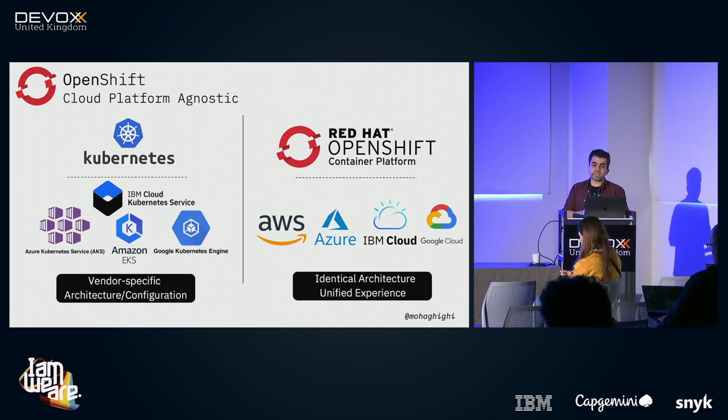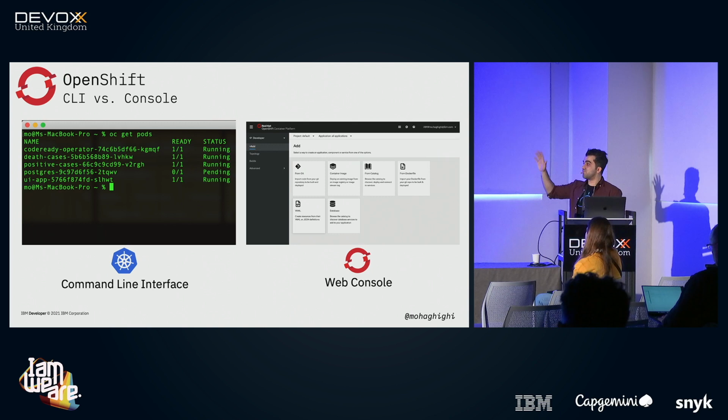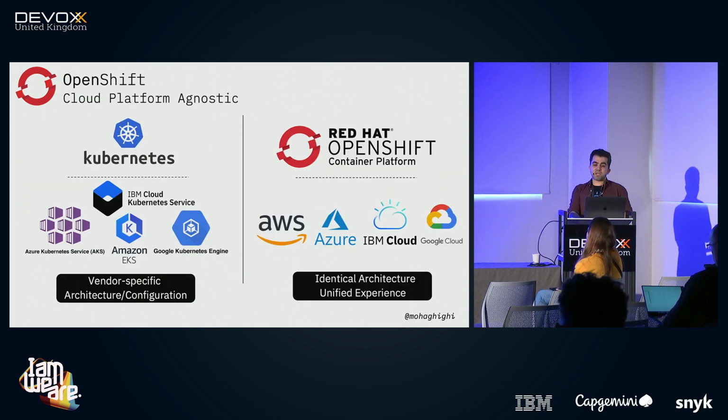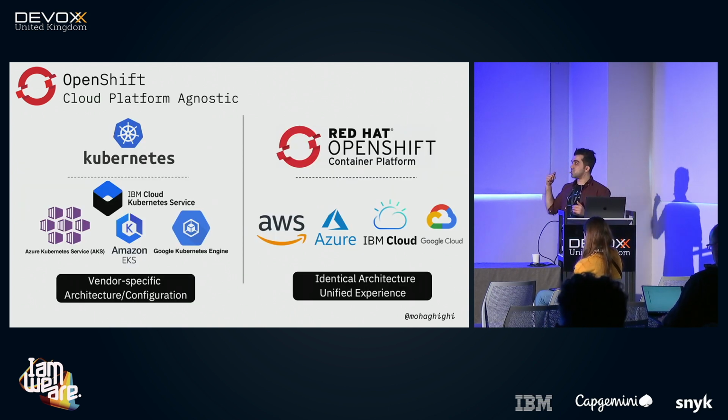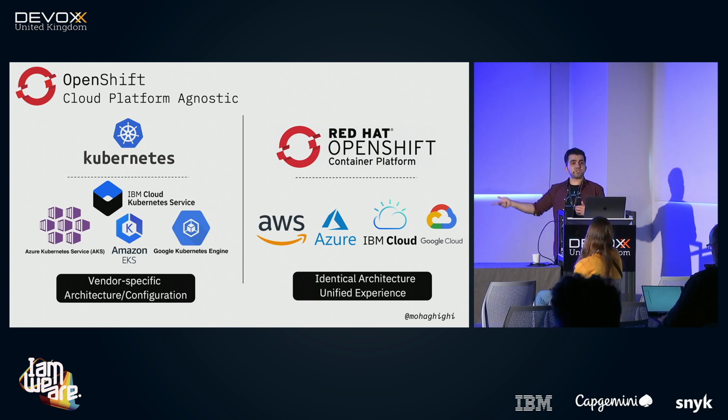Whereas with OpenShift Container Platform, your experience and the way you interact with the platform, let's say through the OpenShift Web Console, stays the same. So the one that I mentioned here, that's the OpenShift Web Console. So everything is exactly the same, whether you've got your OpenShift on AWS, Azure, IBM Cloud, or Google Cloud, it's exactly the same experience.